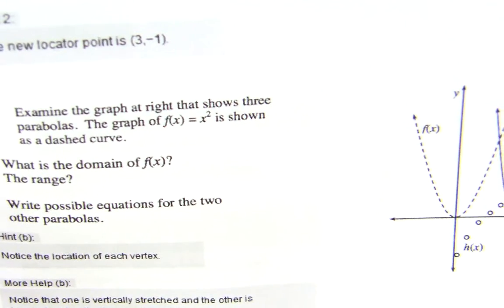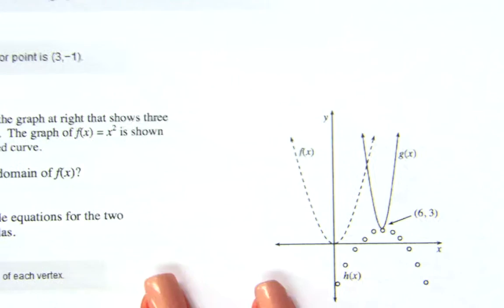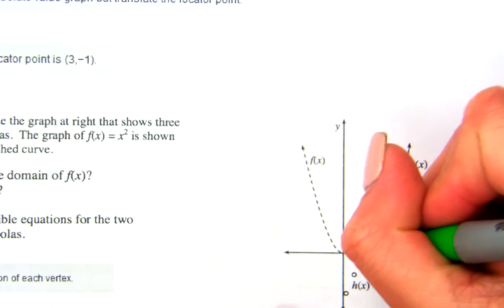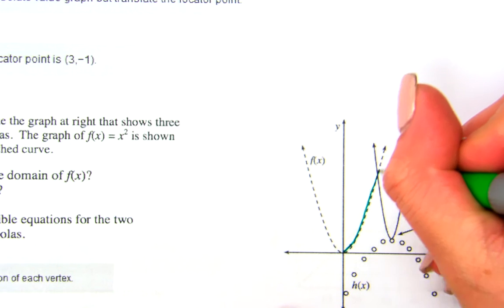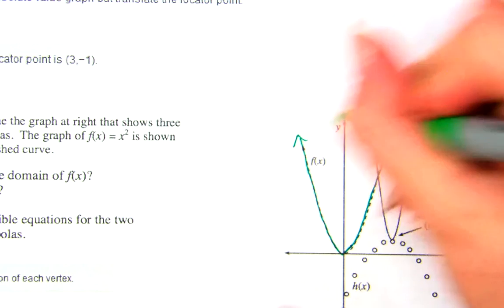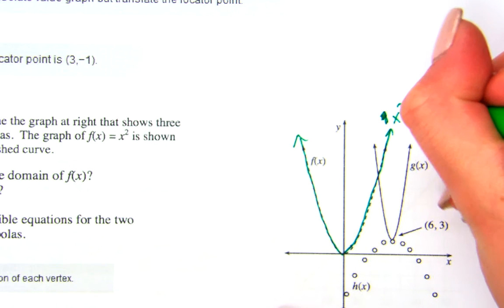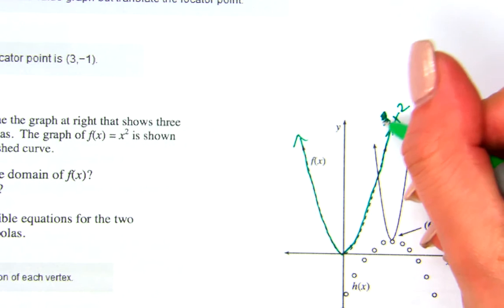Okay, 43. Examine the graph at the right that shows 3 parabolas. We have a parabola in green. I'm going to do the parent graph in green because this is the one for f of x equals x squared.